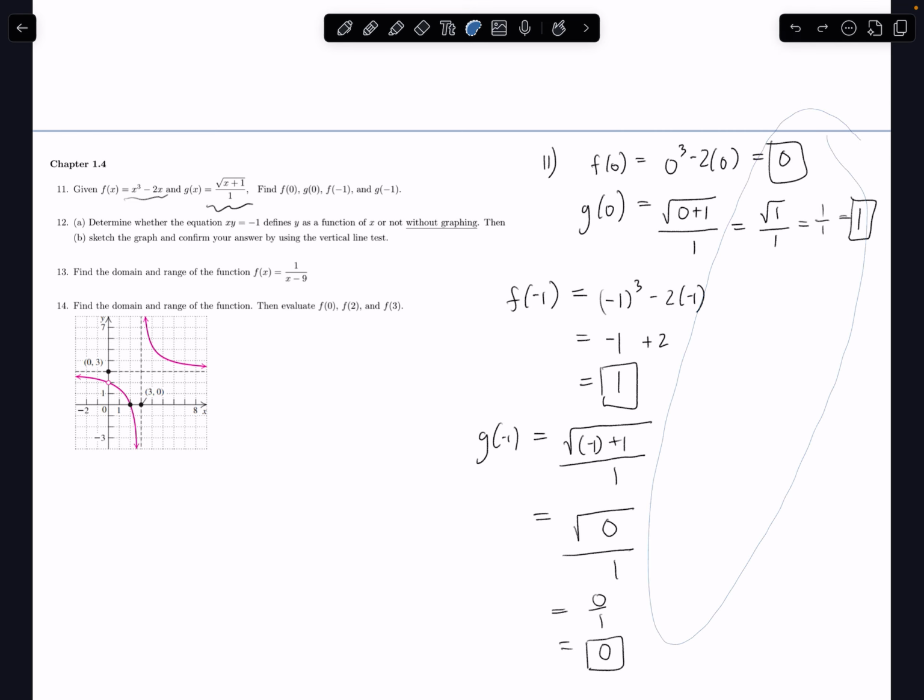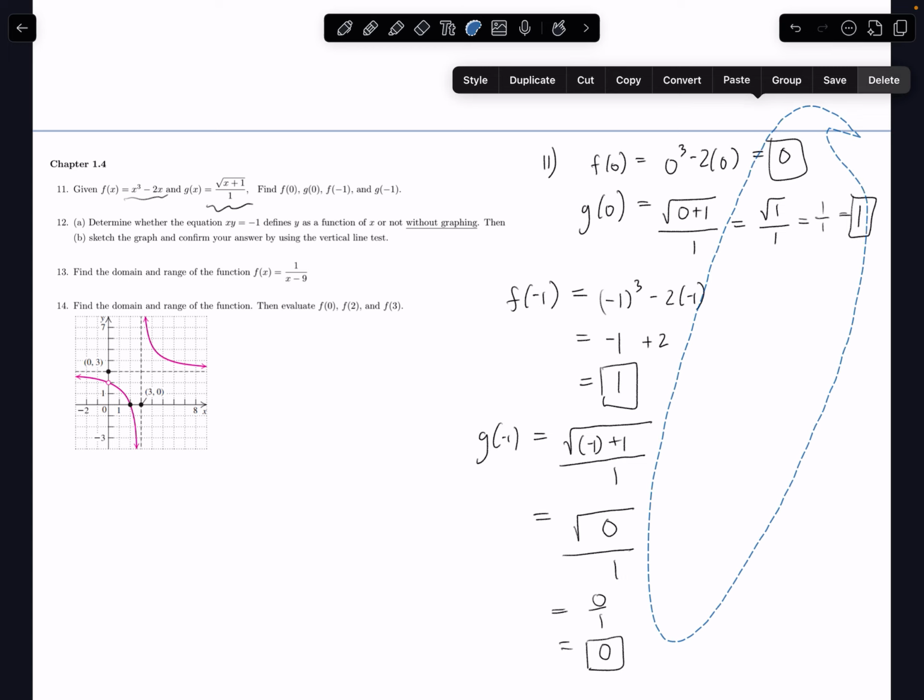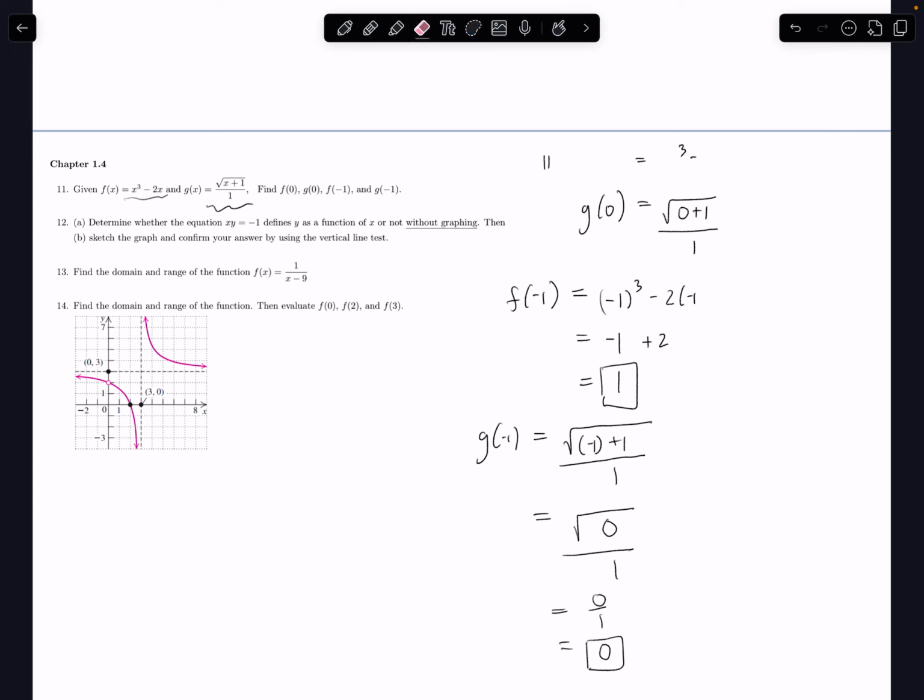Delete. Oh, no. Delete. All right, one down, guys. 3 more to go for this section.